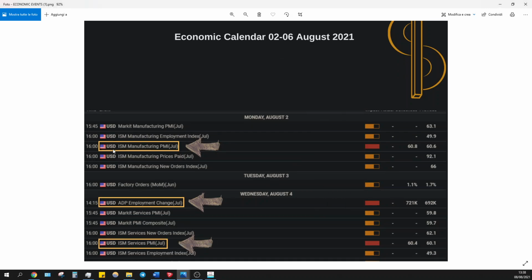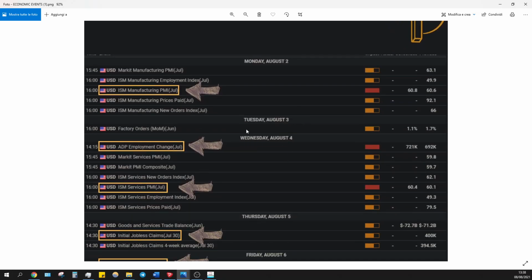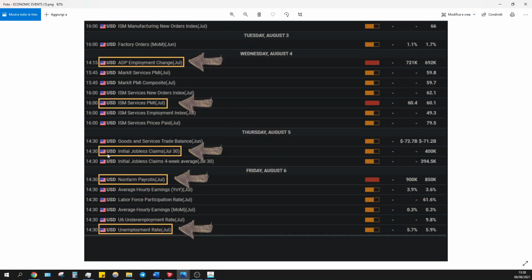On Monday, we had the ISM manufacturing PMI. Tuesday, no big news. Wednesday, we had the ADP employment change, which is the employment change from the last month in the private sector. It's not the official government figure. ISM service PMI. Thursday, initial jobless claims, as we have every week.